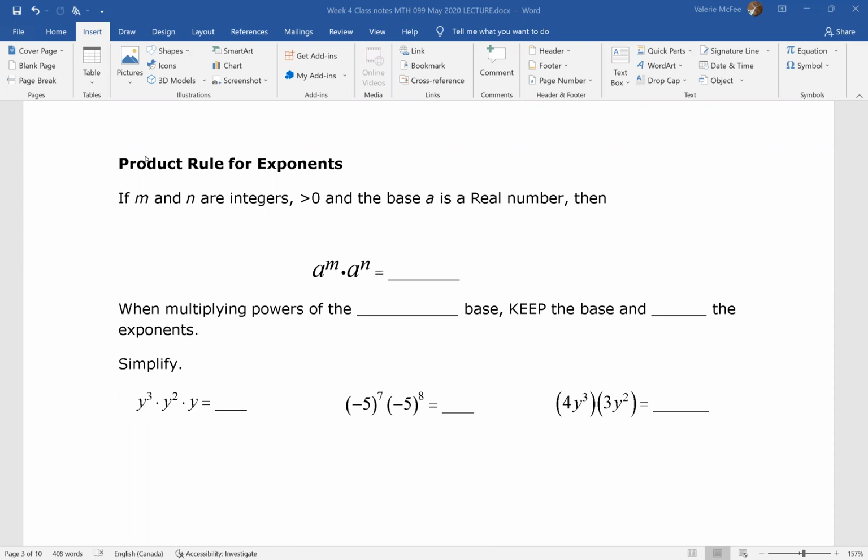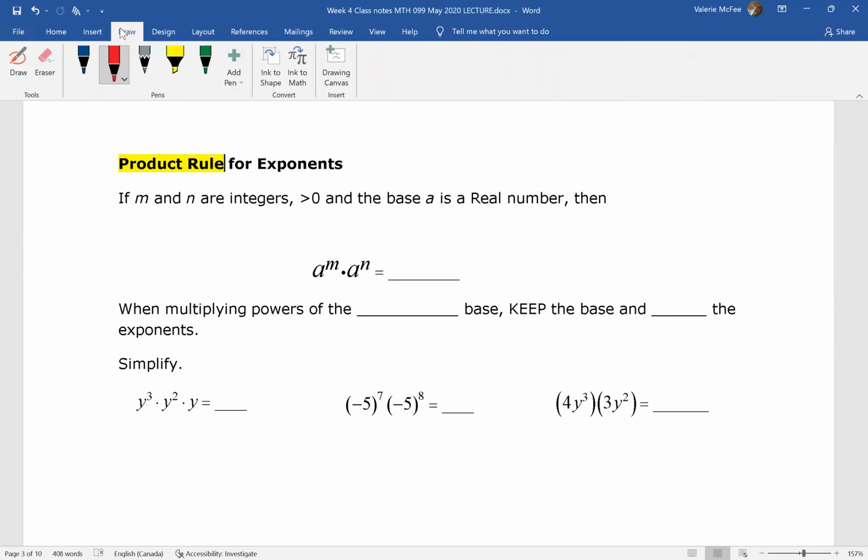So the first thing we want to look at is the product rule. Now remember that product means multiplication. So let's see what we have here. A to the power of m times a to the power of n. The first thing I want you to notice is that the bases are the same.